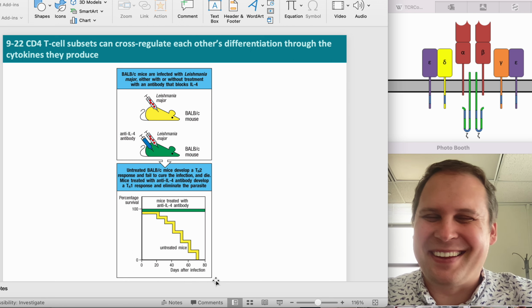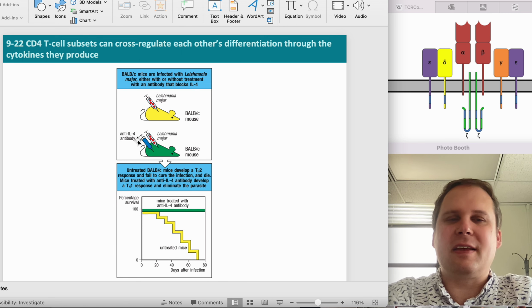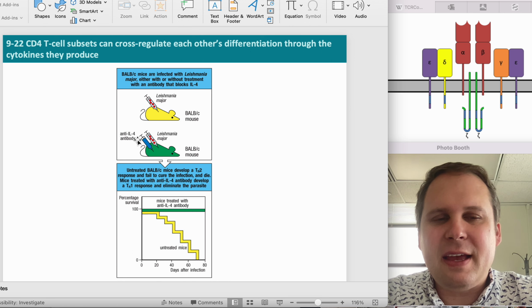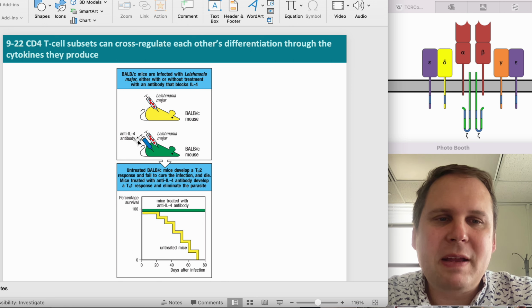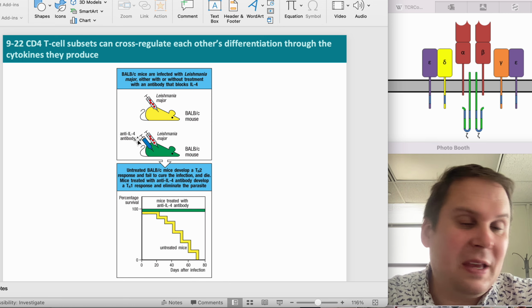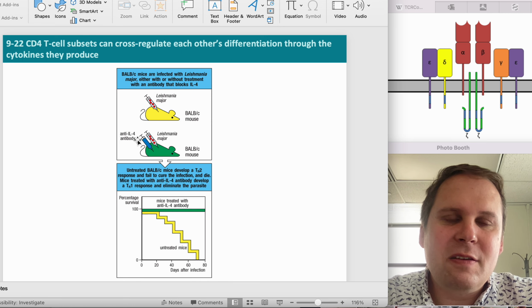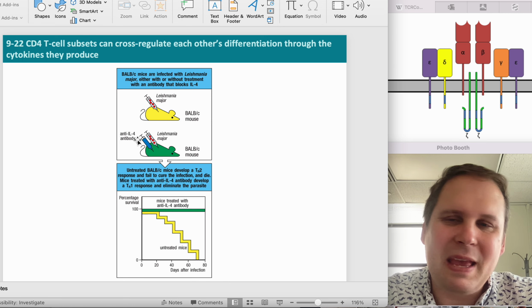If you give Leishmania, but you also give them an anti-IL-4 antibody. Now think about that. IL-4 is the thing that's made and produces Th2s, and also made by Th2s to make more Th2s. If you put in an antibody that binds to that so it can't do either of those things, then you're making a mouse that's basically like an IL-4 knockout. It can't make it, and it can't really respond to it because it didn't make it.